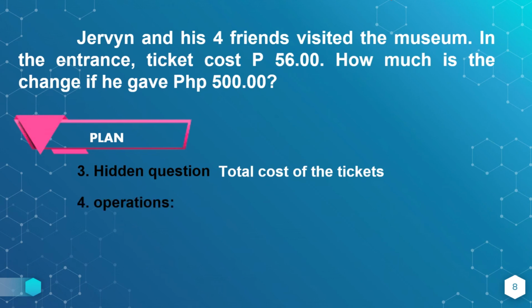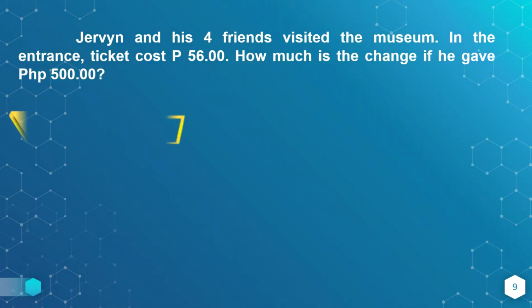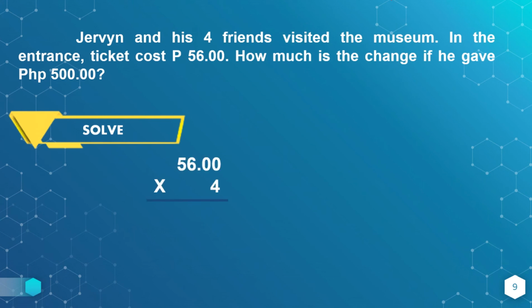Next is the operations. So the operation for the total cost of ticket is multiplication. And to answer the question how much is change, that is subtraction. Next is the number sentence. So for the number sentence, we have 500 pesos minus, open and close parentheses, 4 times 56 pesos equals n. So the next step is to solve. So we have to multiply the cost of ticket to the number of friends. So 56 pesos times 4.